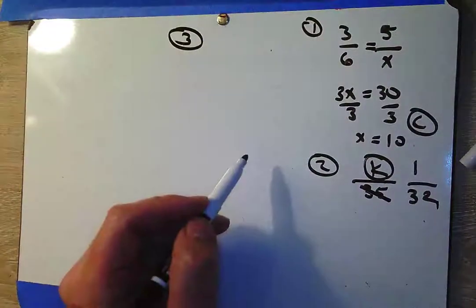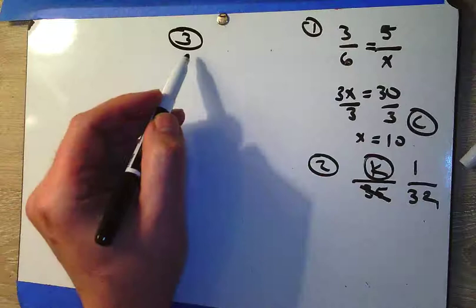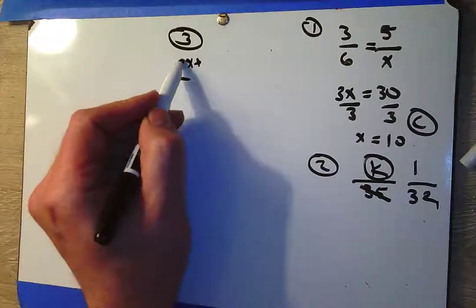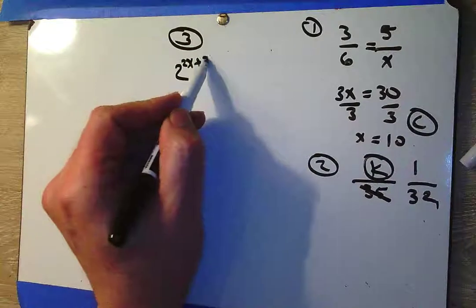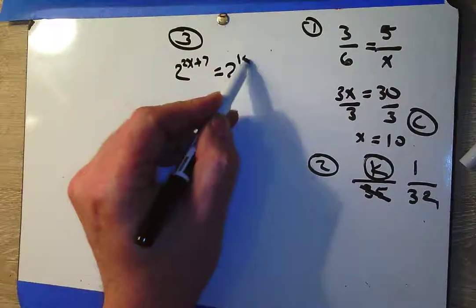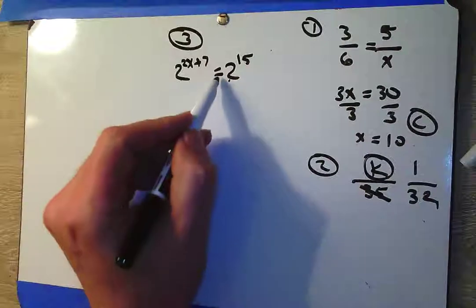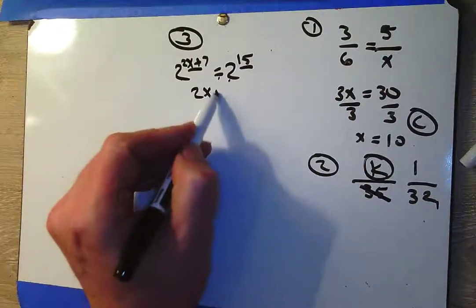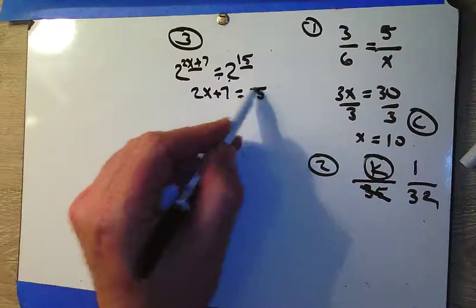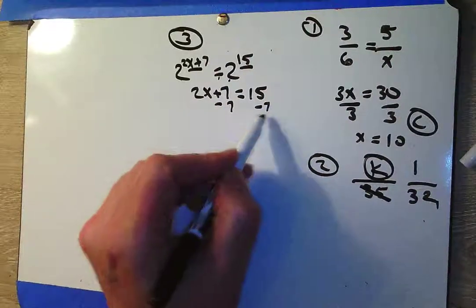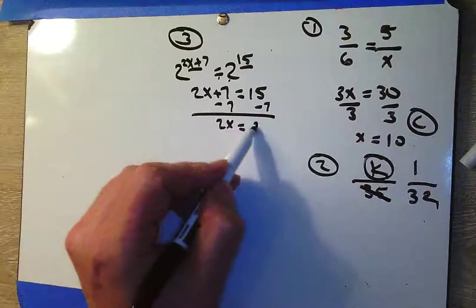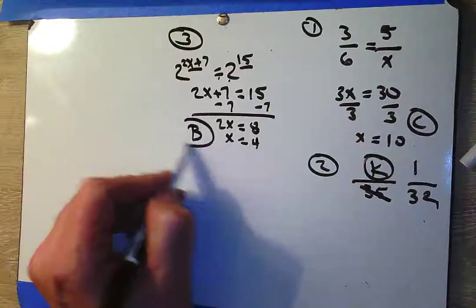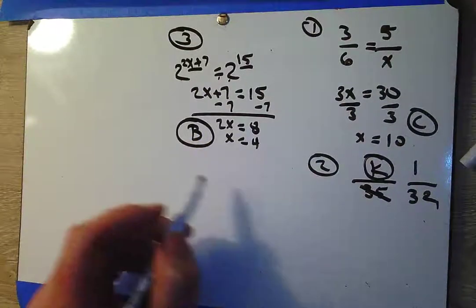Number 3. What's the value of x that makes the equation 2 to the 2x plus 7 equals 2 to the 15? Well, since the bases are the same and the terms are equal, these powers must be equal to each other as well. And if I subtract 7 from both sides, I get 2x equals 8, or x equals 4, which is why B is my answer to number 3.